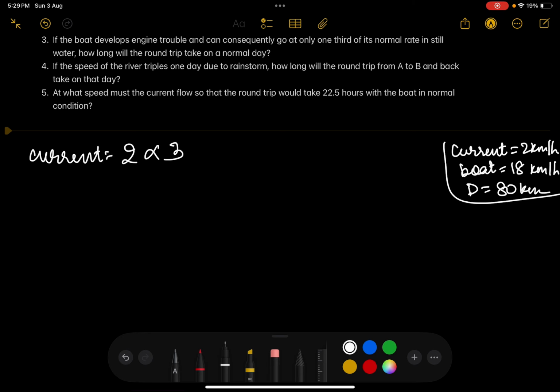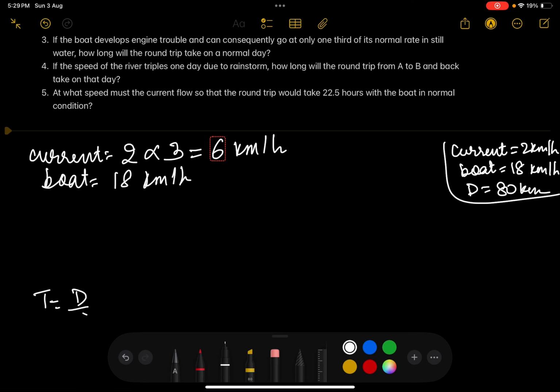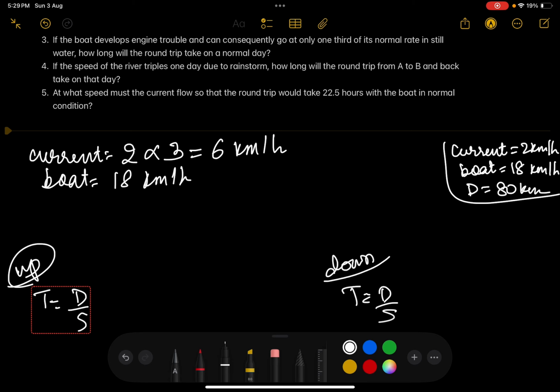This is getting tripled and it's becoming a total of 6 kilometer per hour. However, the boat speed remains the same, which is 18 kilometer per hour. How long will it take? Again, we have to find time, which is distance by speed. This is upstream, this is downstream, correct?